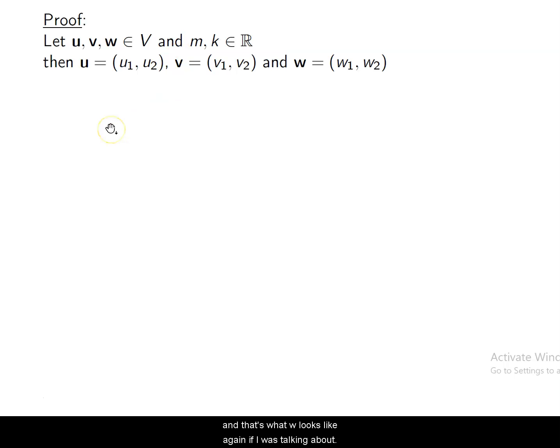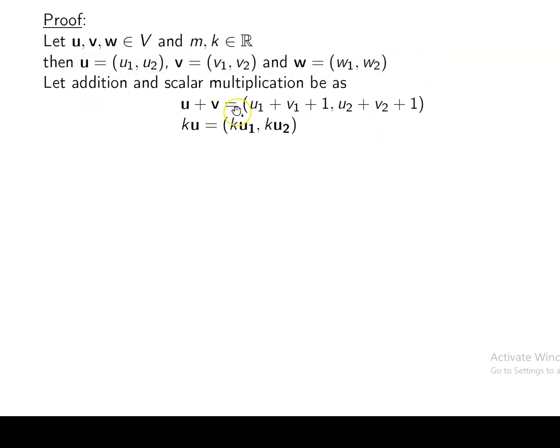Again, if I was talking about 2 by 2 matrices, U would need to be a 2 by 2 matrix. V would be a 2 by 2 matrix, and W would be a 2 by 2 matrix. But I'm talking about ordered pairs. So this is what my objects look like, okay? And I am defining, as given above, vector addition as adding the components together just like regular, but increasing it by 1. And scalar multiplication is a typical scalar multiplication, okay?